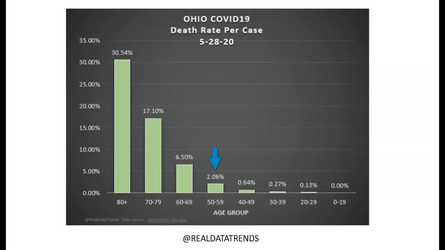And those in their 50s, 2.06%. All age brackets for people in Ohio below age 50 have a death rate of less than 1%. For those in their 40s, the death rate is 0.64%. For those in their 30s, it is 0.27%. For those in their 20s, the rate is 0.13%. And for those younger than 20, since there have been no reported deaths, the rate is 0.0%.